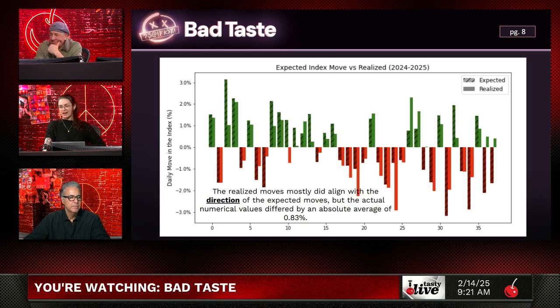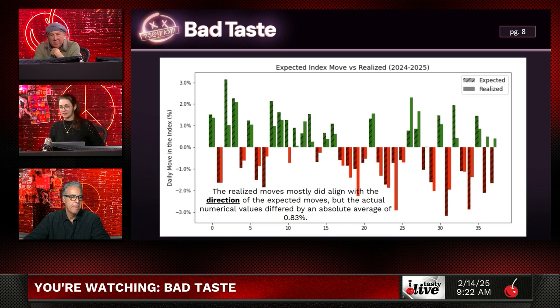So when we looked at the actual moves, we did see that the direction kind of aligned with the expected move, but the actual numerical values differed by quite a bit. Here we have all of those, I think it was 36 data points, all of those big moves in those 6 holdings over the last year. The hatched bar shows the expected move, and the solid bar shows the realized move, and it's green for positive and red for negative.